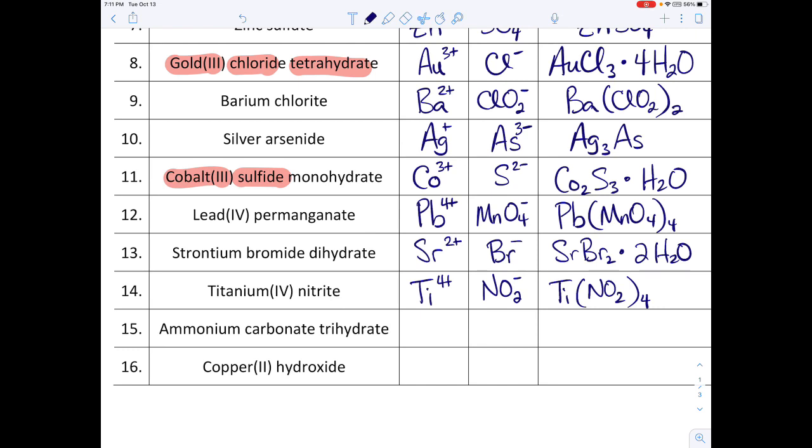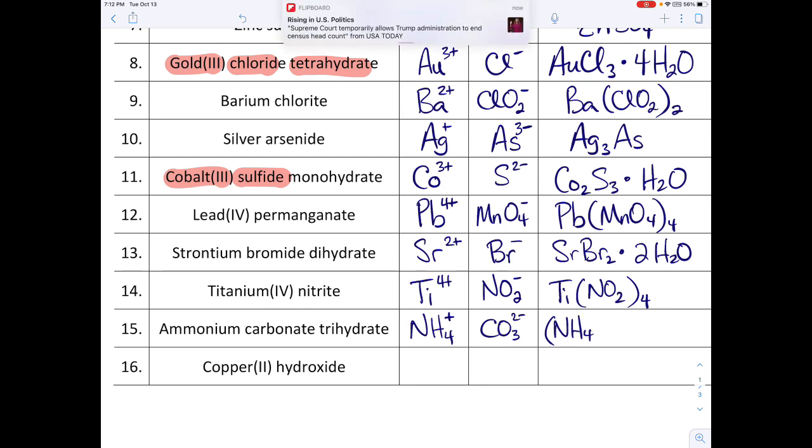Ammonium carbonate trihydrate. So let's leave the trihydrate till the end. Ammonium is the most common complex cation. I recognize that it's a cation, NH4, its charge is 1 positive. It's on the bottom of page 6 in the list of complex ions. Carbonate is also a complex ion, but it's an anion, 2 negative. A 1 positive and a 2 negative, I'm going to need 2 of the ammoniums to cancel out the charge of the carbonate. So because I need 2 of the ammoniums, I put them in brackets and then put a subscript 2.